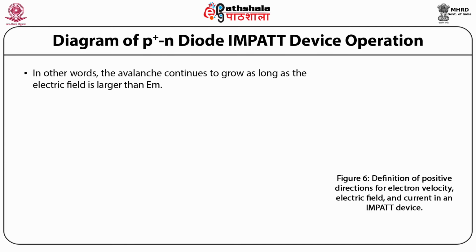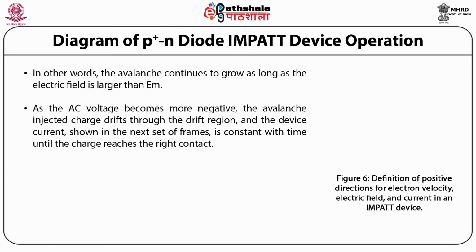In other words, the avalanche continues to grow as long as the electric field is larger than EM. As the AC voltage becomes more negative, the avalanche injected charge drifts through the drift region, and the device current shown in the next set of frames is constant with time until the charge reaches the right contact.